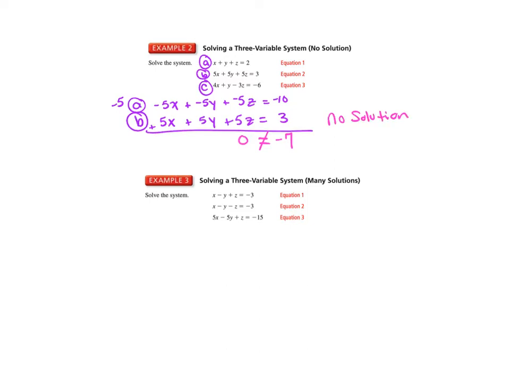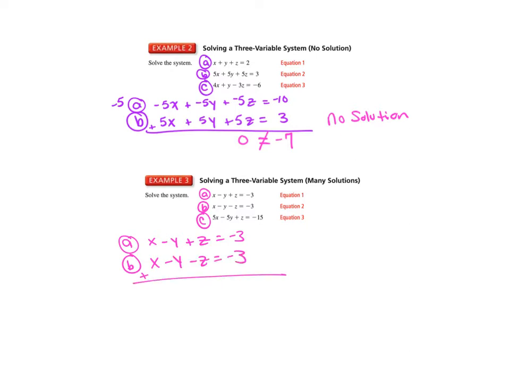Let's look at example 3. So the first one, I'm going to eliminate the x values. Now again, we're going to label our equations so we can talk about them. So I'm going to use equation A and B. And if you notice, the z's are actually opposites, so I don't have to do anything to either one of these. I'm going to add them together.